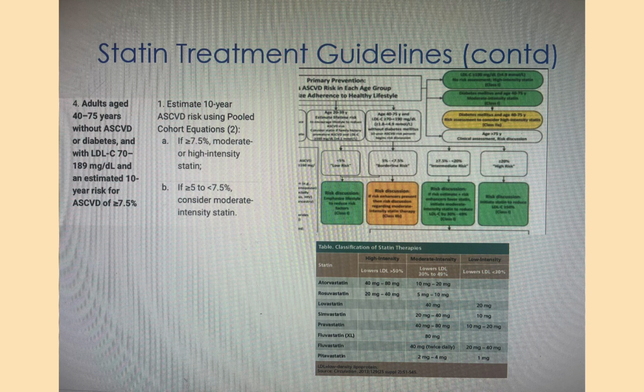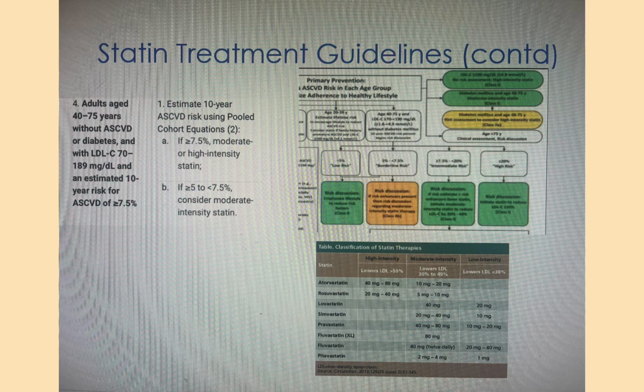Lipoprotein A level should be measured once in a person's lifetime as a part of initial screening. Lipoprotein A is genetically determined and not affected by diet or medication. So the normal value is less than 30 milligram per deciliter. The advantage is that we can identify early hereditary dyslipidemia and the patient can be on medications like PCSK9 inhibitors.